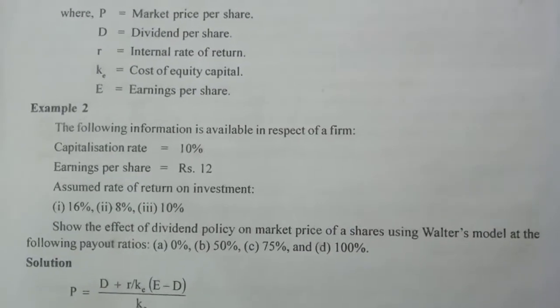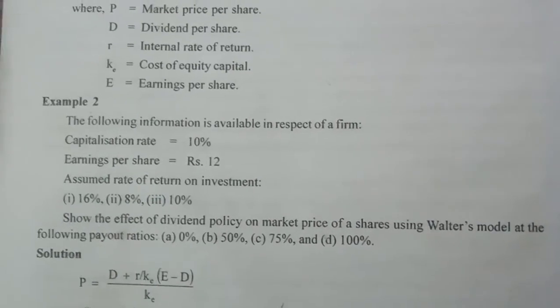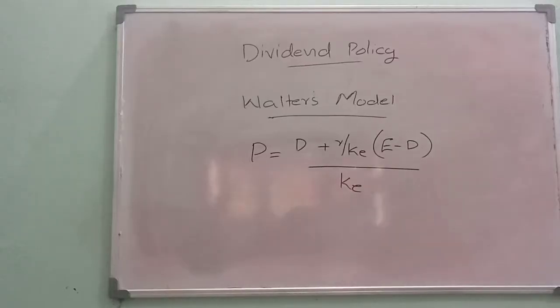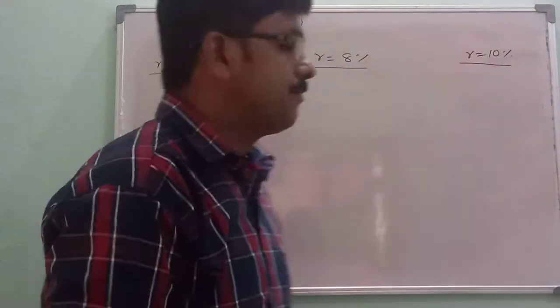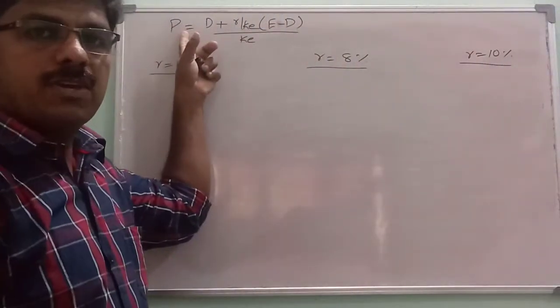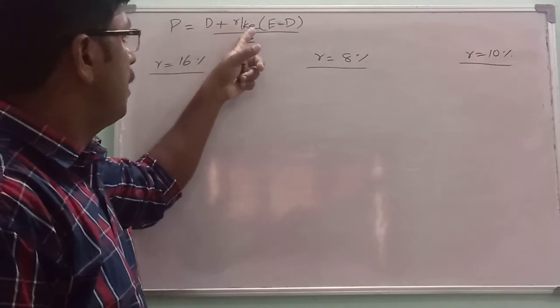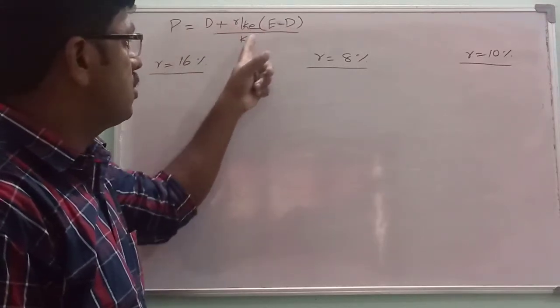Let us see how to calculate market price of equity shares. Yes, welcome back. P, market price of equity share, is equal to D plus R divided by KE into E minus D divided by KE.